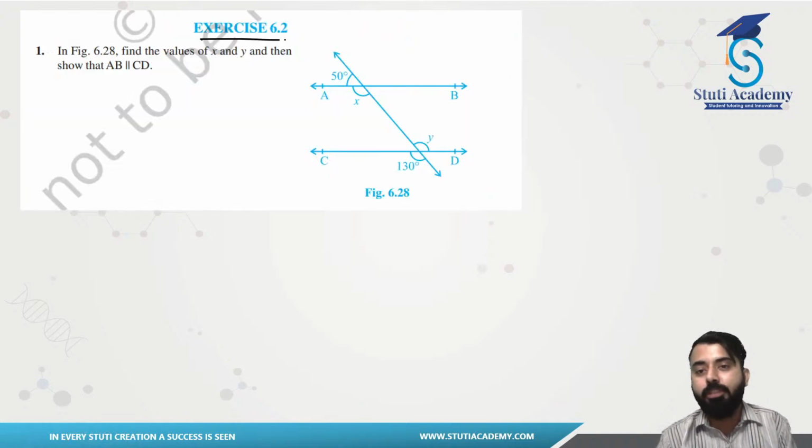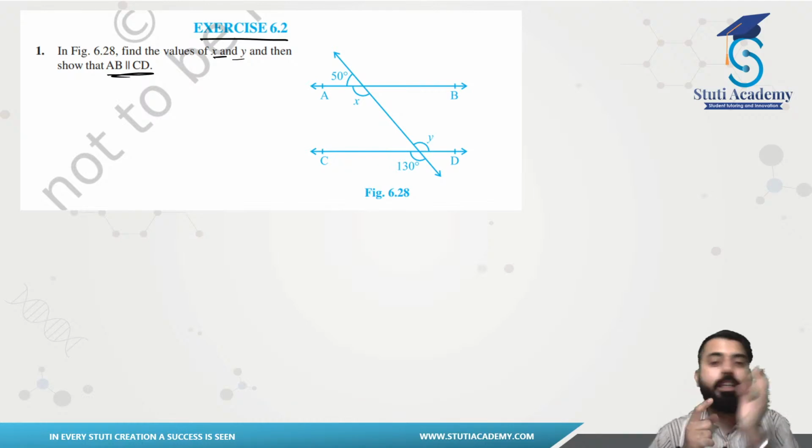This is our exercise 6.2. This is quite easy. You have to show that AB is parallel to CD. Now firstly I have to find out X and Y, then I have to show that AB is parallel to CD. Now you guys remember, a pair of lines can be parallel if its alternate interior angles are equal or its corresponding angles are equal. We can know this also if its alternate exterior angles are equal too. That can also happen here.